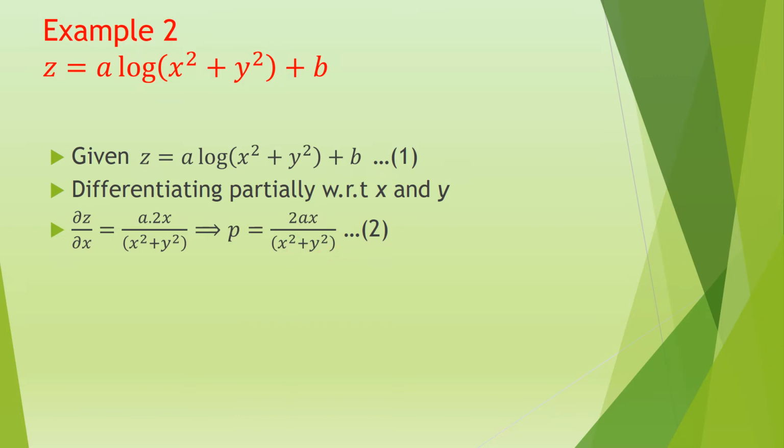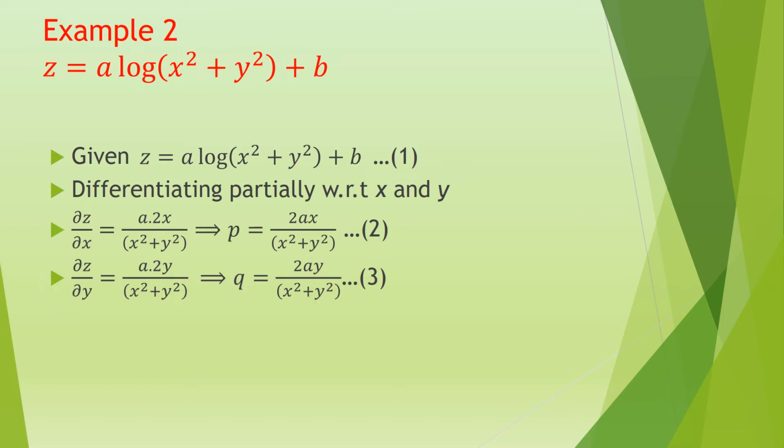Now let us differentiate partially with respect to y. Equation 1, we have to differentiate partially with respect to y. So what we get? ∂z/∂y equal to, the derivative of a is constant, the derivative of log is 1 by (x square plus y square), the derivative of (x square plus y square) with respect to y partially is 0 plus 2y, because x square we are treating as constant. The derivative of y square is 2y. So it is q equal to 2ay divided by (x square plus y square).